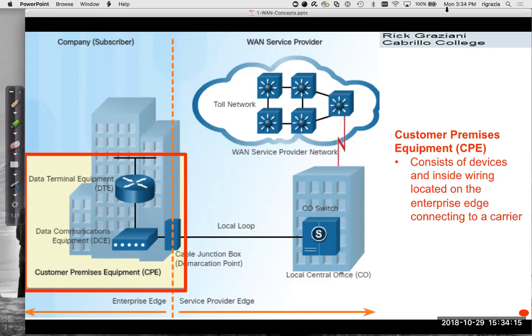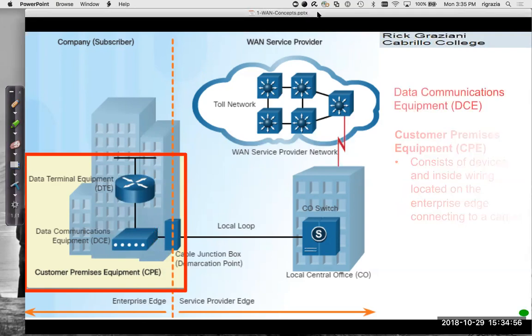Probably the only thing that they may not have complete control over is something like maybe the cable junction box here and the actual connection coming in. There might be times actually where the provider might own, we'll talk about this in a moment, the DCE and even maybe the gateway router that connects to the provider. But in most cases, this is all your equipment, the DTE and the DCE. Okay, so that's customer premise equipment, CPE.